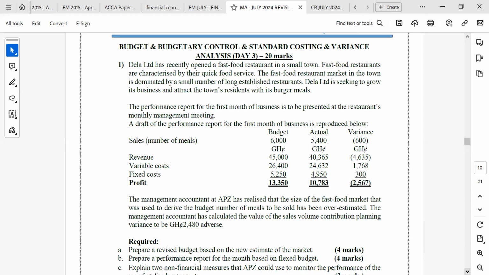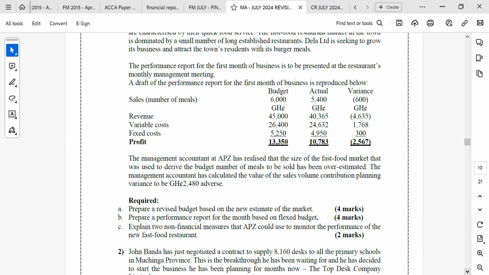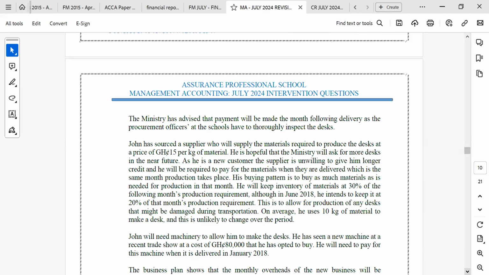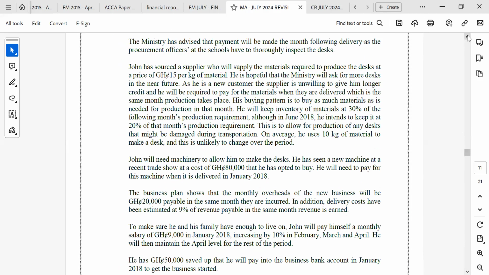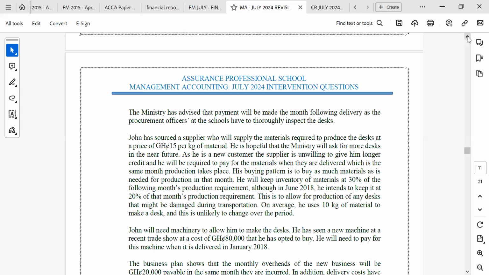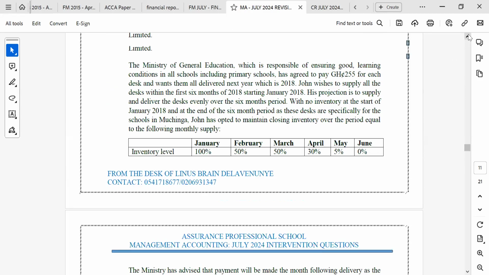Okay, so we are going to be taking question 1 and question 2, then we move on to standard costing. Standard costing and budgeting are almost the same. But for budgeting, we calculate the variances on a total basis. For standard costing, we break the variances down into components that will be very easy for us for decision making.